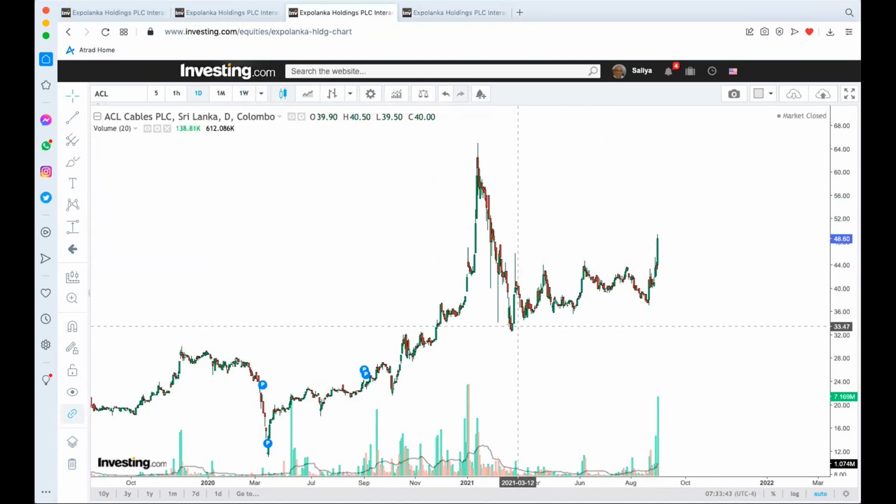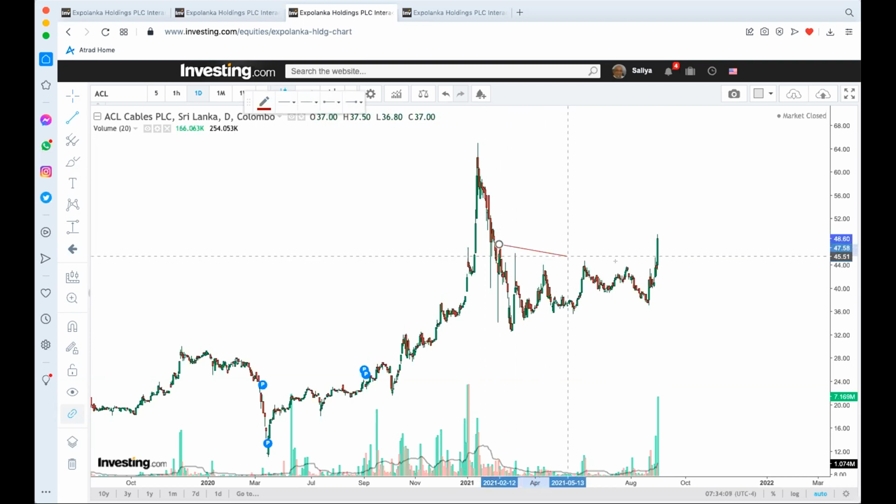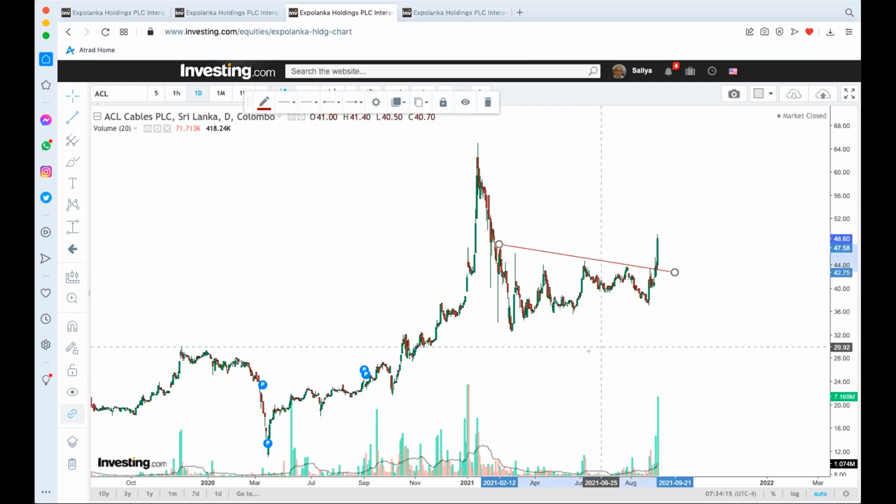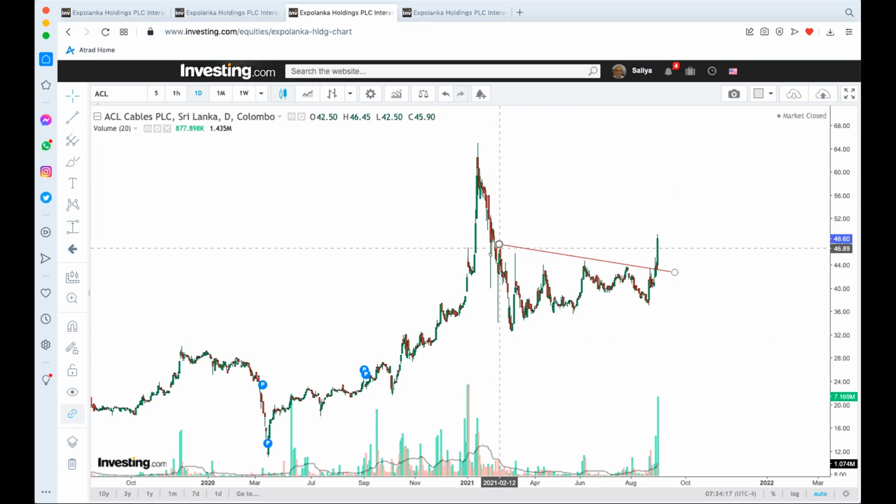Now you can see that I'm using this point and this point as the start, and then I'll be connecting this point and also this point to make the symmetrical triangle. No, sorry, I'll be using this point and connect it with this point. And then I'm using this low, which is the low of this wave.